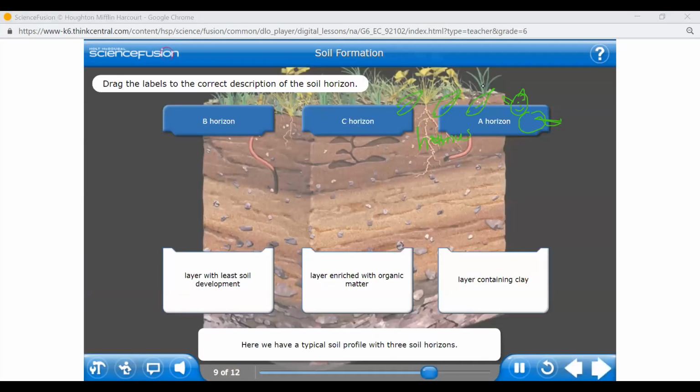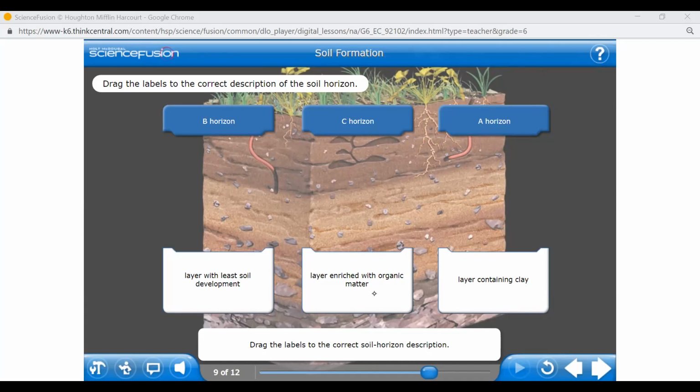Here we have a typical soil profile with 3 soil horizons. Drag the labels to the correct soil horizon description. Majduleen, are you there? Noor, are you there? Judy?